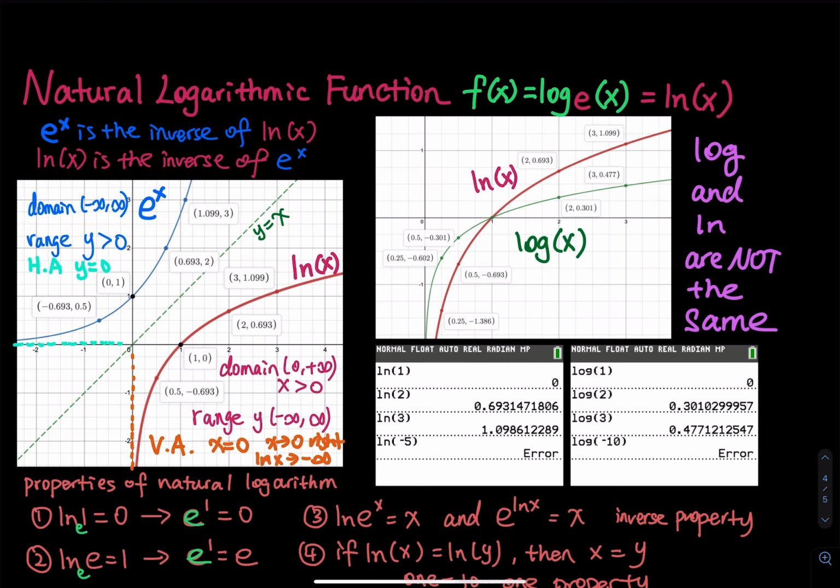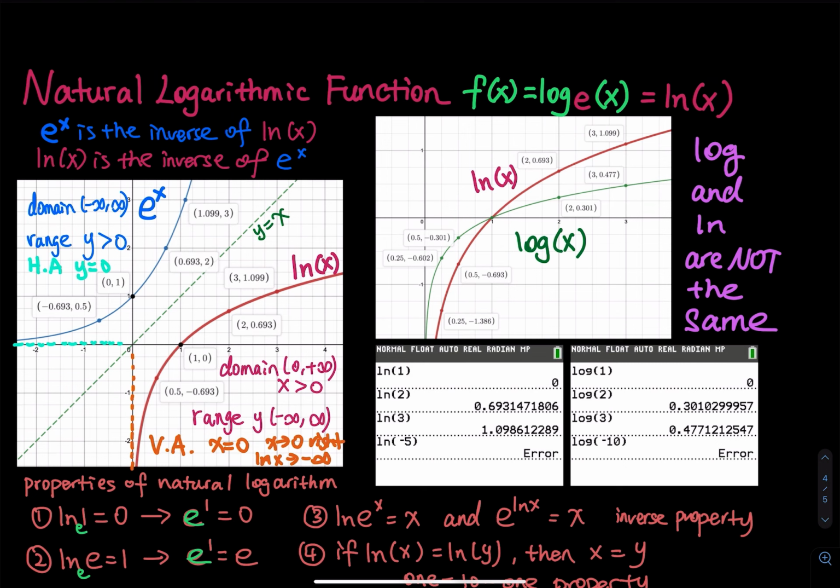Okay, moving on to the comparison of the natural logarithm and the common logarithm. The common logarithm is the log and the natural logarithm is the ln. The graphs look the same, but in fact they are not the same at all. They are only the same on the x-axis when x equals 1, right over here. They are equal at x equals 1. Otherwise, they are not equal.